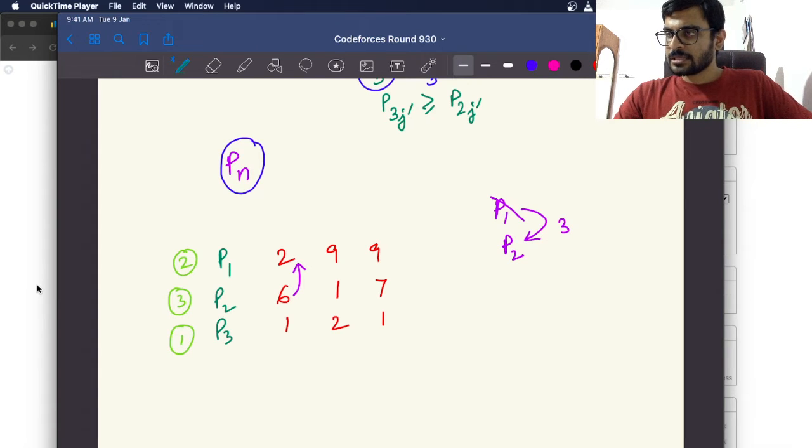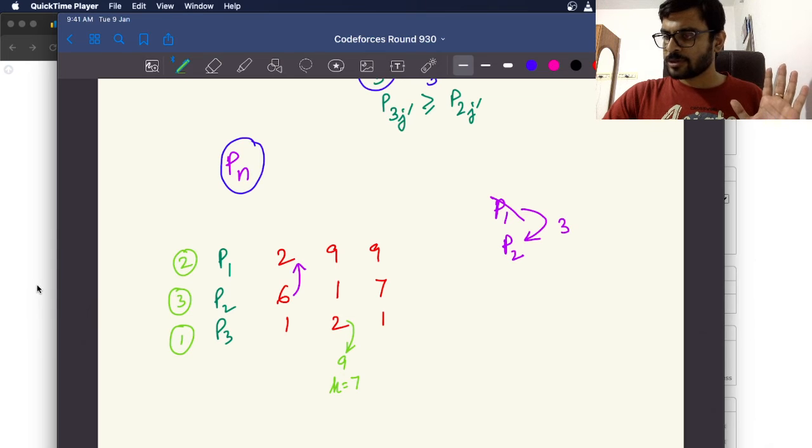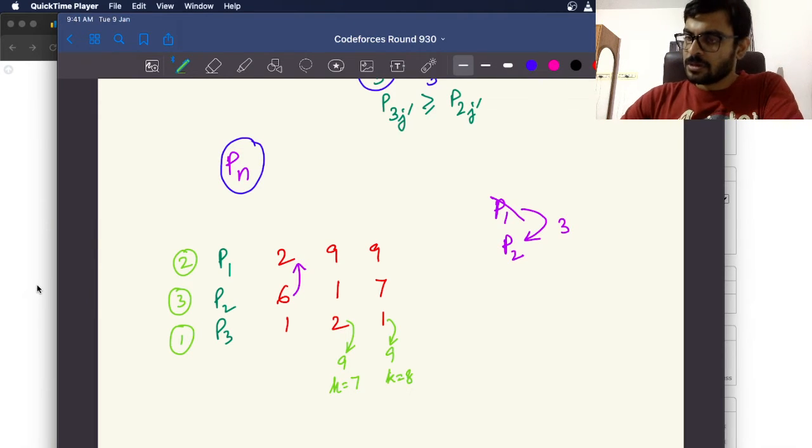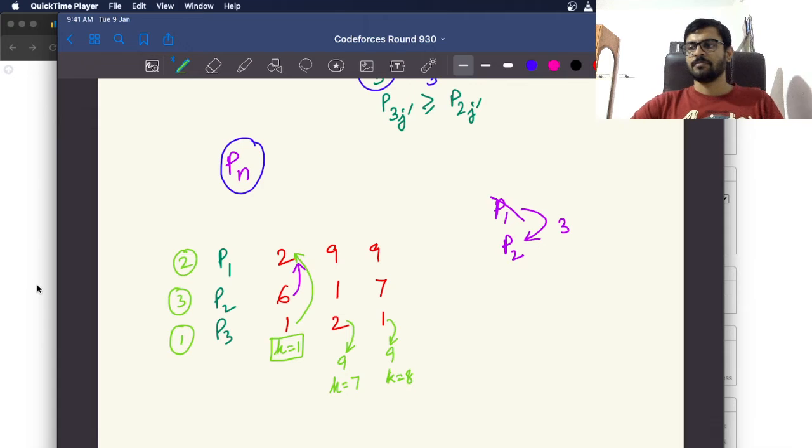If I say let's directly try to bring P3, then what do we need? Either we increase this from 2 to 9 so that P3 can take over P1. If I increase this to 9, then my k is equal to 7, already a cost of 7. Big cost. If I try to take this to 9, the k is 8, big cost. If I try to take this from 1 to 2, then this is a pretty low cost thing. k equals 1. Only with one cost I am able to make a difference.